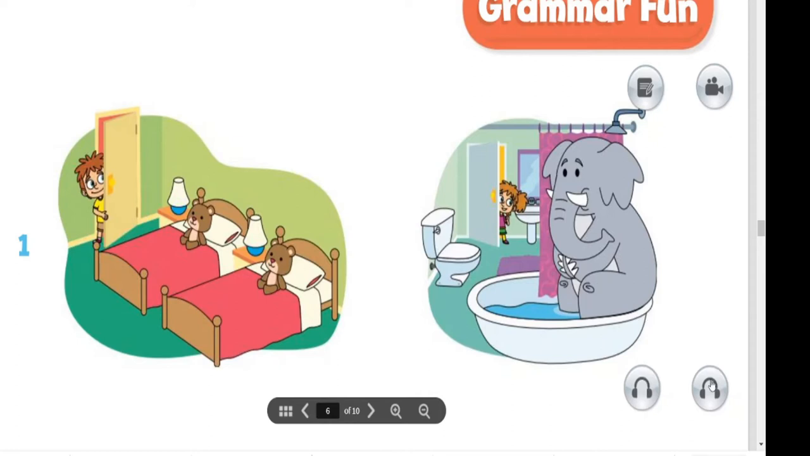Now let's listen and count. Unit 3. At home. Lesson 6. Page 27. Listen and count. This is my bedroom. There are two beds. One, two. And there are two lamps. Two lamps. One, two. Look at the bears. Let's count. How many bears are there? One, two. There are two bears. Yes, there are two bears.